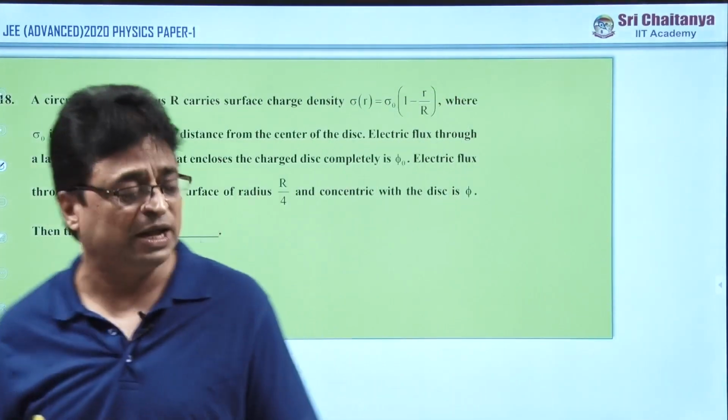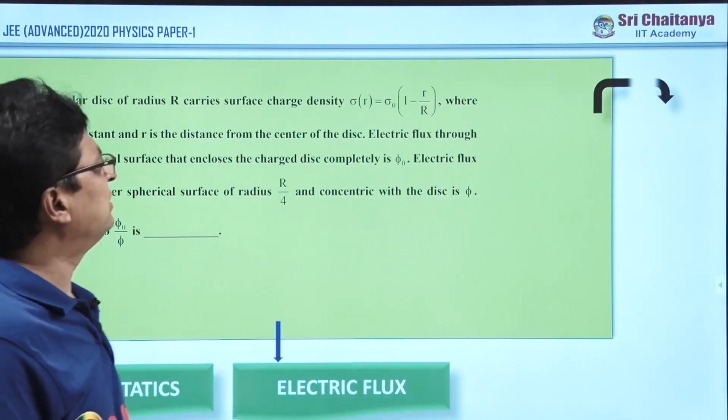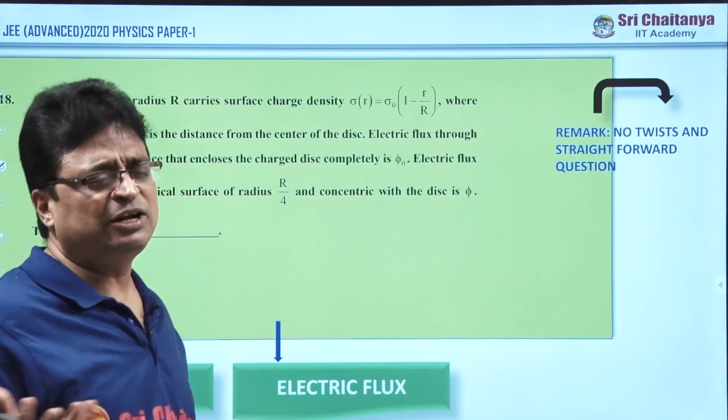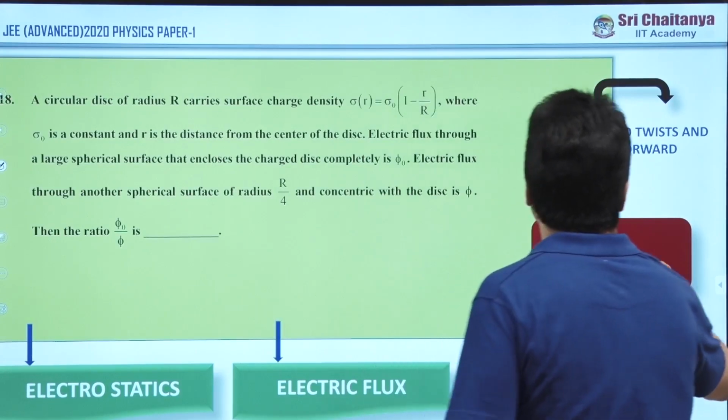Now coming to the last question under numerical value problems, and this question is under which topic? Electrostatics, your favorite topic, and the subtopic in this one is electric flux. And the remark on this particular question is again there is no twist at all, and the majority of the students consider this a very easy question.